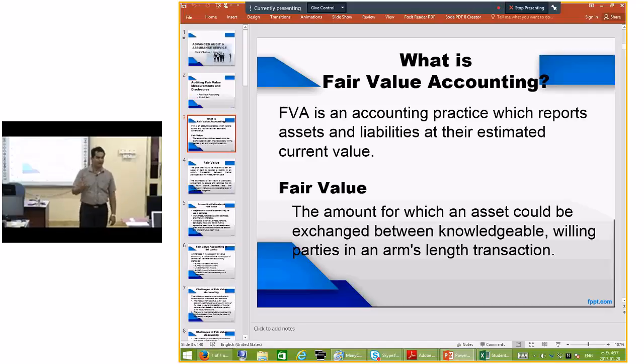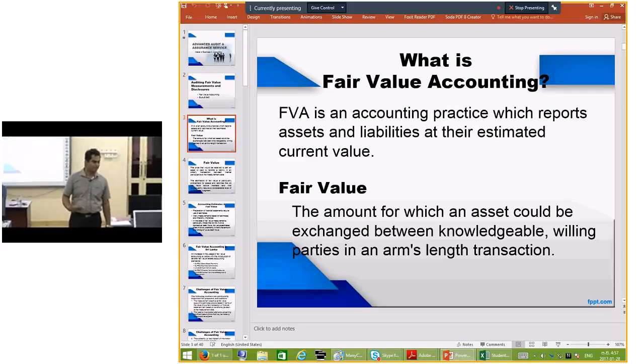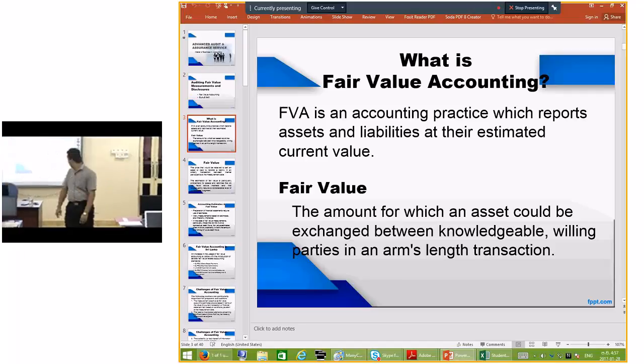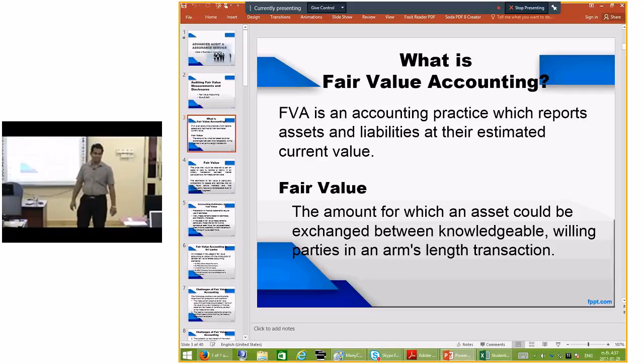Knowledgeable willing parties. Knowledgeable means both parties are aware of the subject matter. Otherwise, one party can be cheated, so the price will not be the correct price. Therefore, both parties should be knowledgeable and willing to do this transaction. Both parties are interested in making this transaction. In an arm's length transaction, that's the idea.